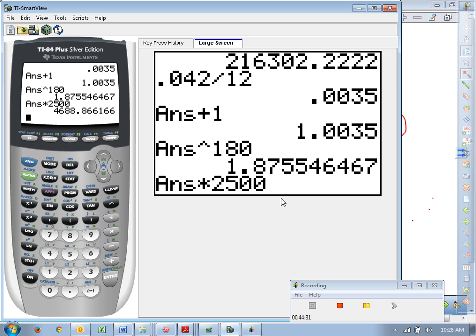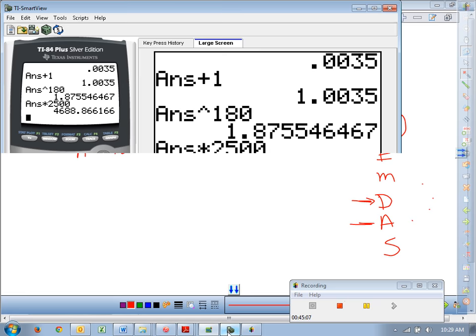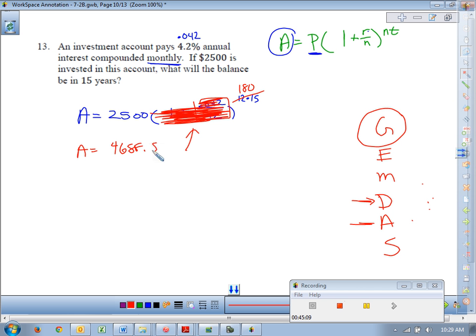Cool? How do you round money? 2 decimal places. So would it be 4688.86 or 0.87? And that is exact. You don't say you have approximately that much in the bank. That's how much you have in the bank. It's 4688 point what? 0.87. Label, please.